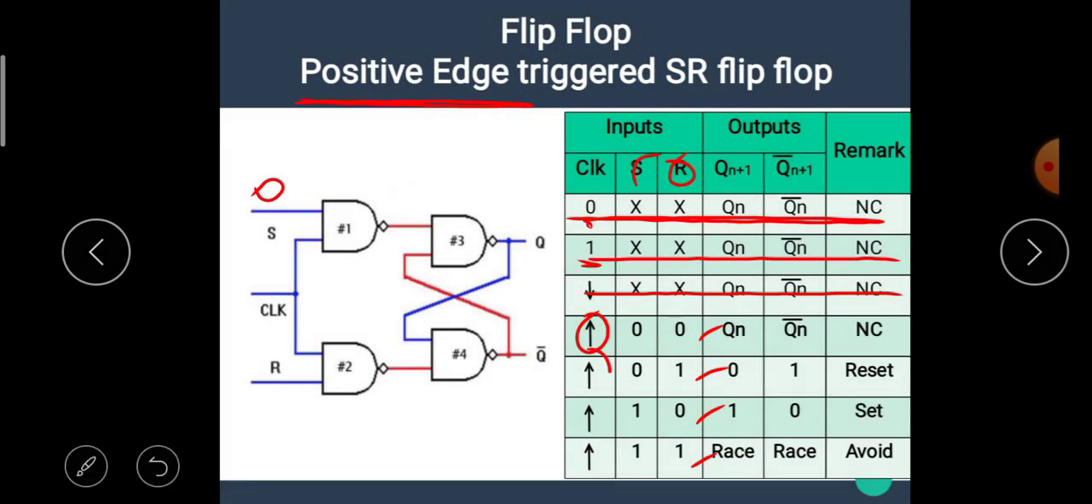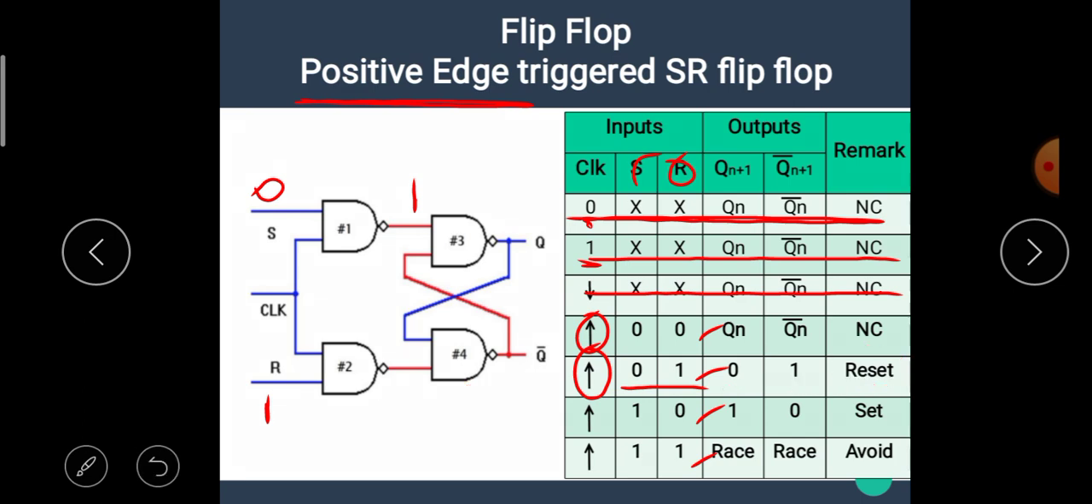When the second rising edge occurs, the values of SR are 0 and 1. What happens here? The output of the first NAND gate is forced to be 1, because one input has the value 0. Similarly, the output of the second NAND gate is 0. Here NAND gate 4 has one input 0, hence Q bar is equal to 1. If Q bar is equal to 1, then Q has the value 0. That means we get Q equal to 0 and Q bar equal to 1, which is the reset condition.